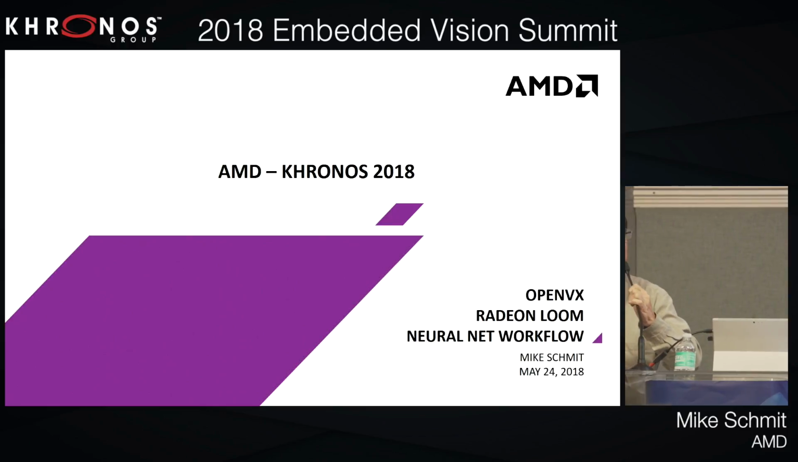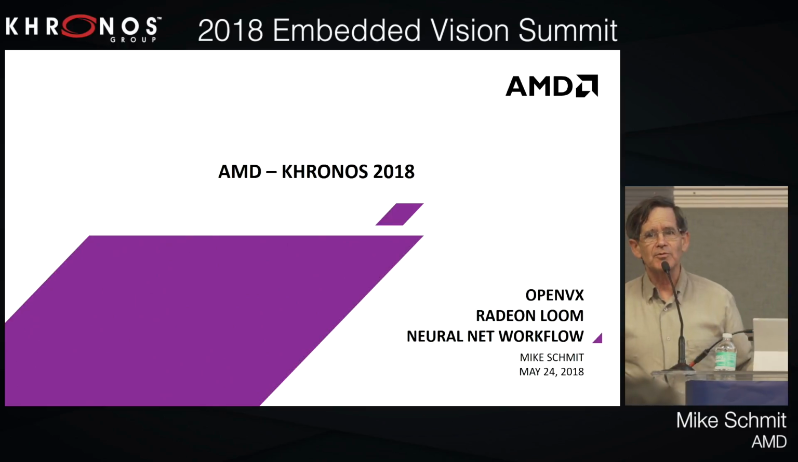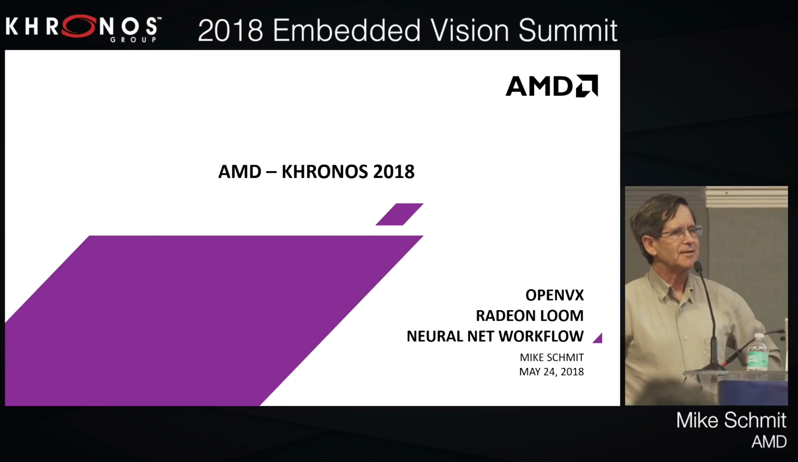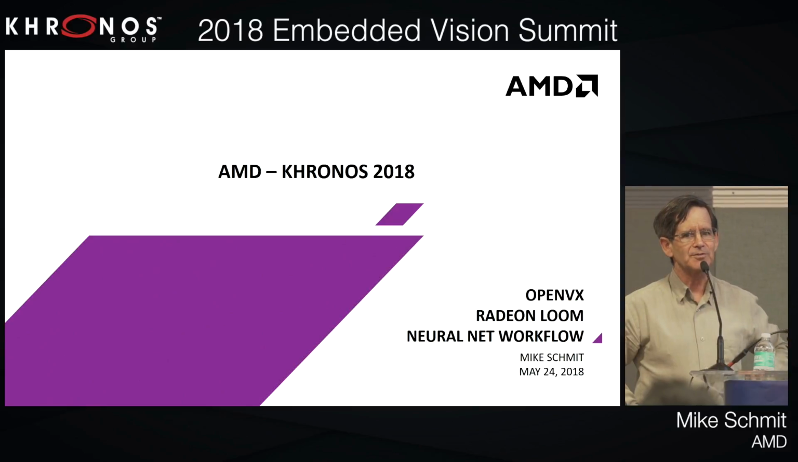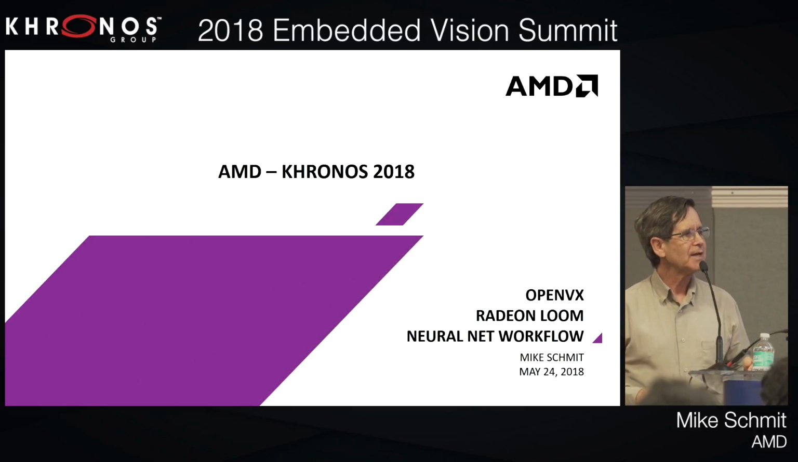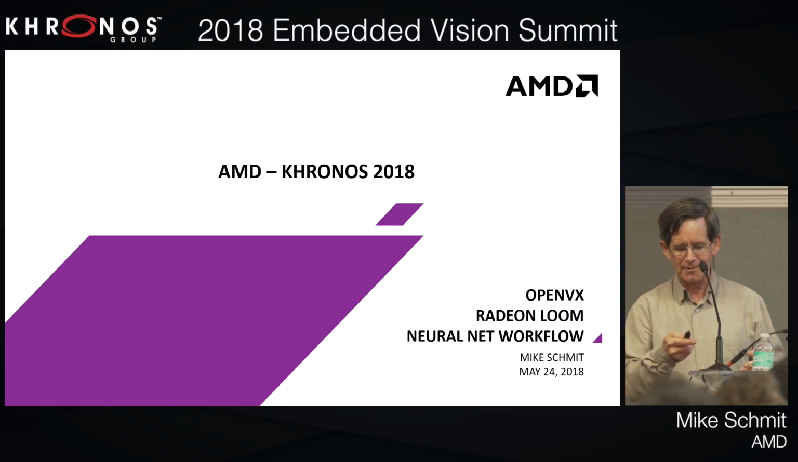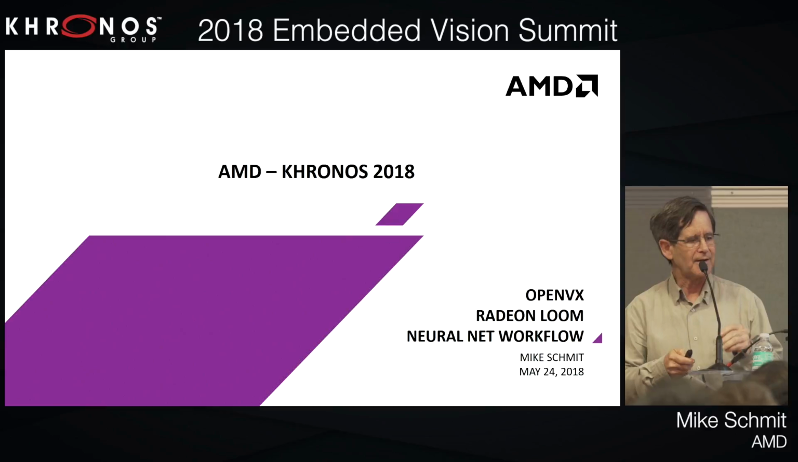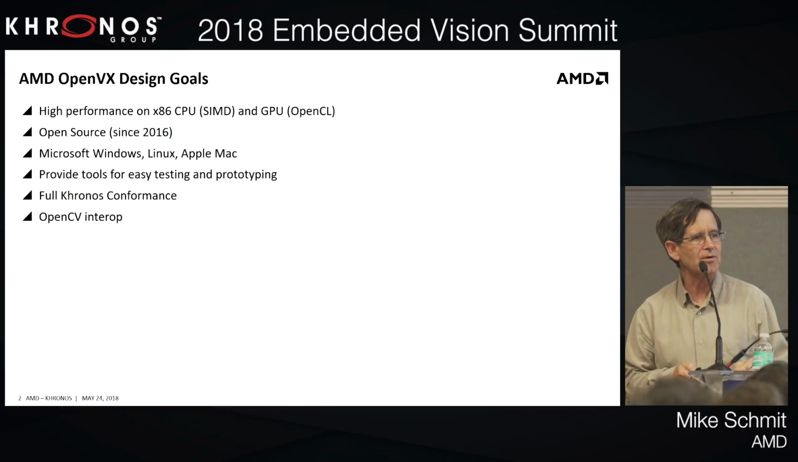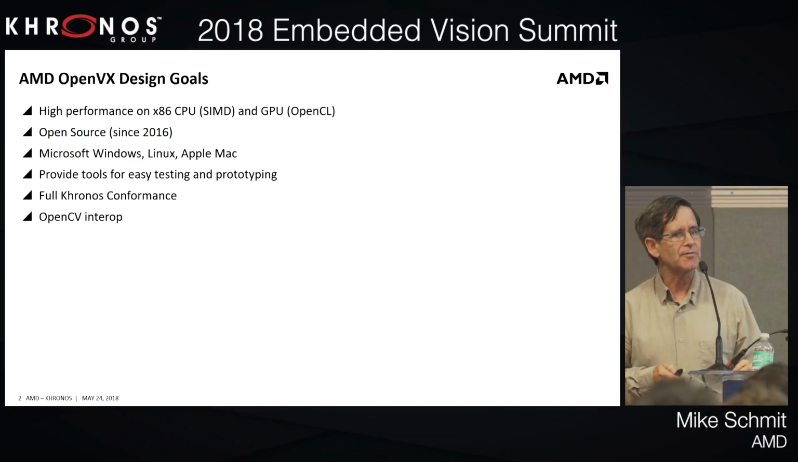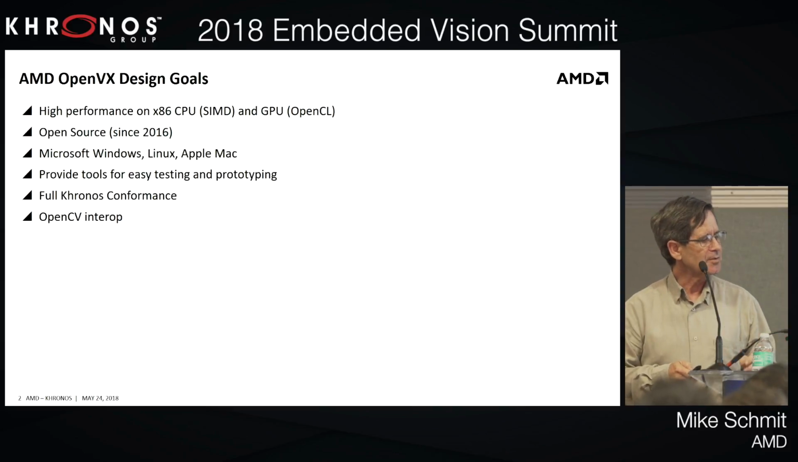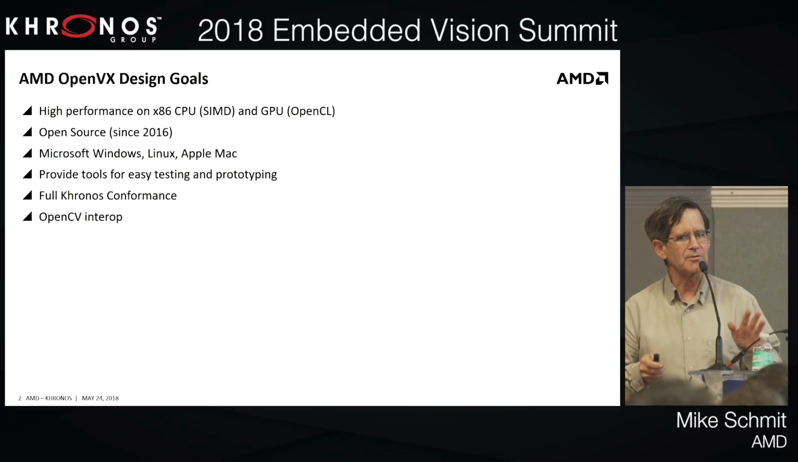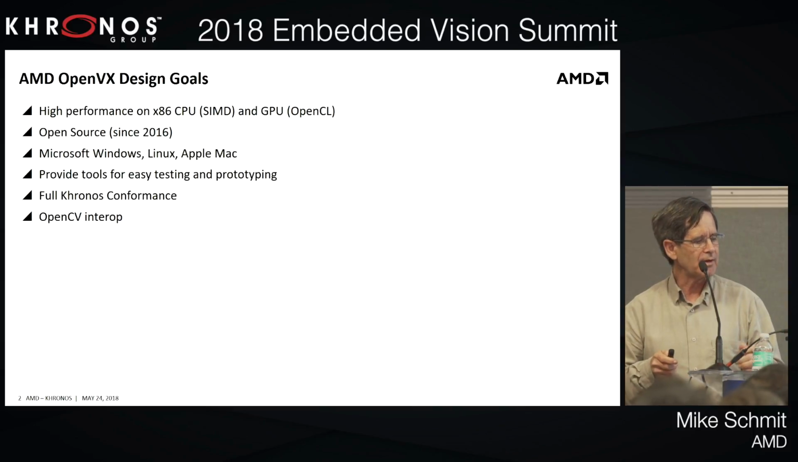I'm Mike Schmidt from AMD. This is my third time presenting here at this Embedded Vision Khronos workshop, and I'm going to briefly go on a little time machine back through what we've announced over the last couple of years. So we started a couple of years ago. We announced the first version of OpenVX that was open sourced, and here's some of our design goals, and a lot of people are using that, and so we're really proud of that.